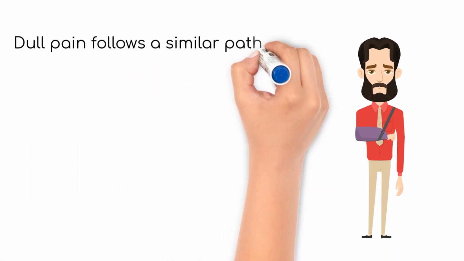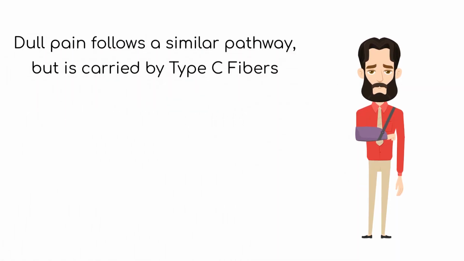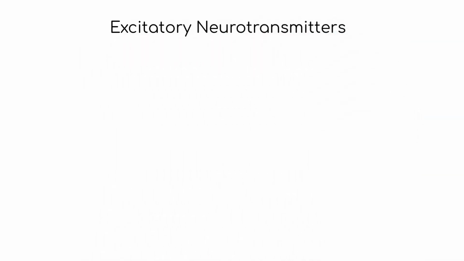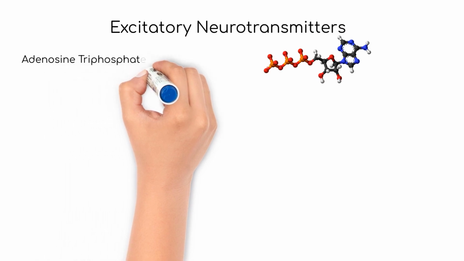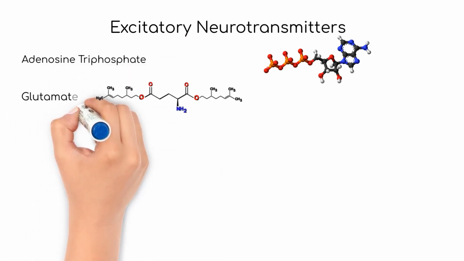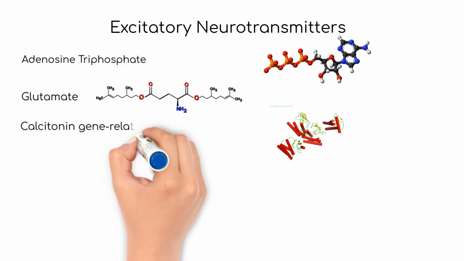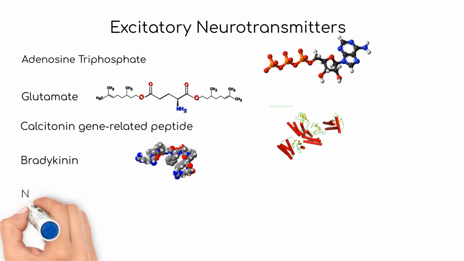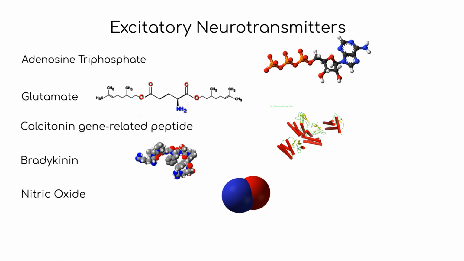Dull pain follows a similar pathway, but is carried by C fibers. During transmission, excitatory neurotransmitters are released, which can include adenosine triphosphate, glutamate, calcitonin gene-related peptide, bradykinin, nitric oxide, and substance P.